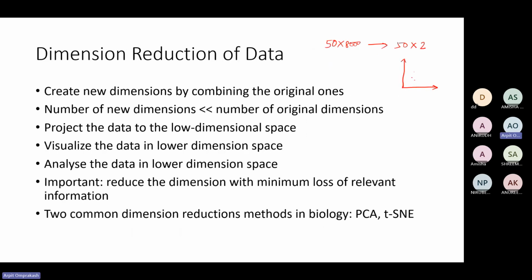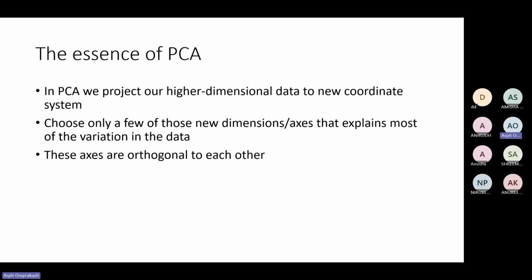So basically, we'll first discuss PCA and then move over to t-SNE. In PCA, what we are doing is projecting our high dimensional data into a new coordinate system. We choose a coordinate system such that the new dimensions, or axes, will explain most of the variation present in the data. Another important thing to keep in mind is that in PCA, the axes are always orthogonal to each other. So what does all of this mean?